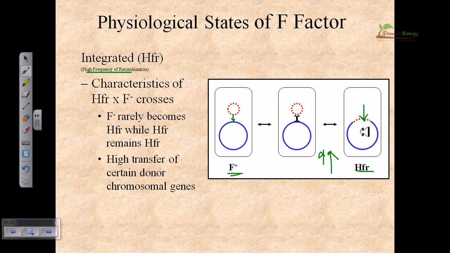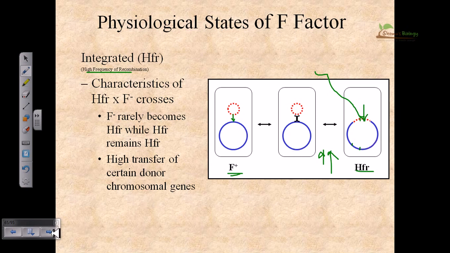So that's why the frequency of recombination of the chromosomal genes is high, because if we create a cut in this place and drag a DNA strand from here, after some time it will take the chromosomal DNA with itself, right? So due to the presence of this extrachromosomal DNA along with the chromosomal DNA in this kind of cell, it increases the frequency of recombination for the chromosomal genes.